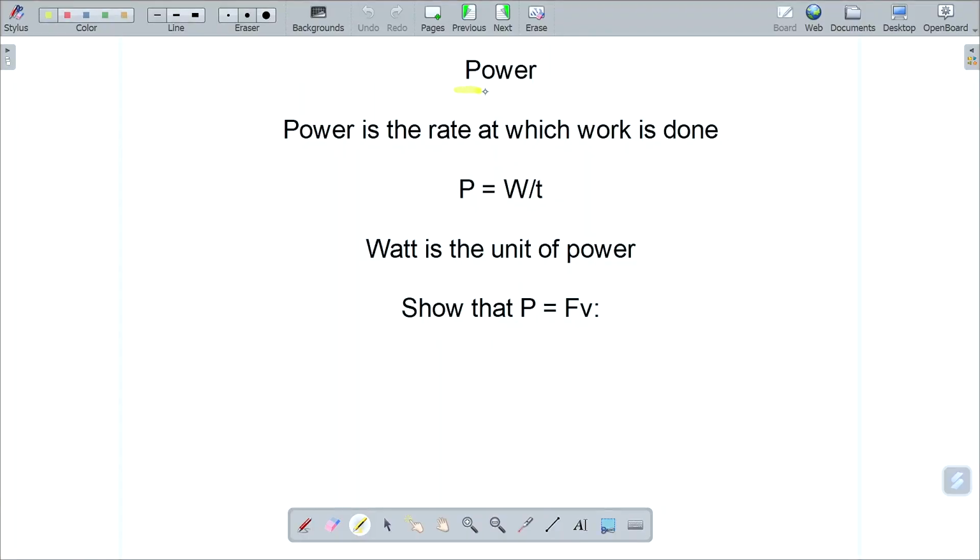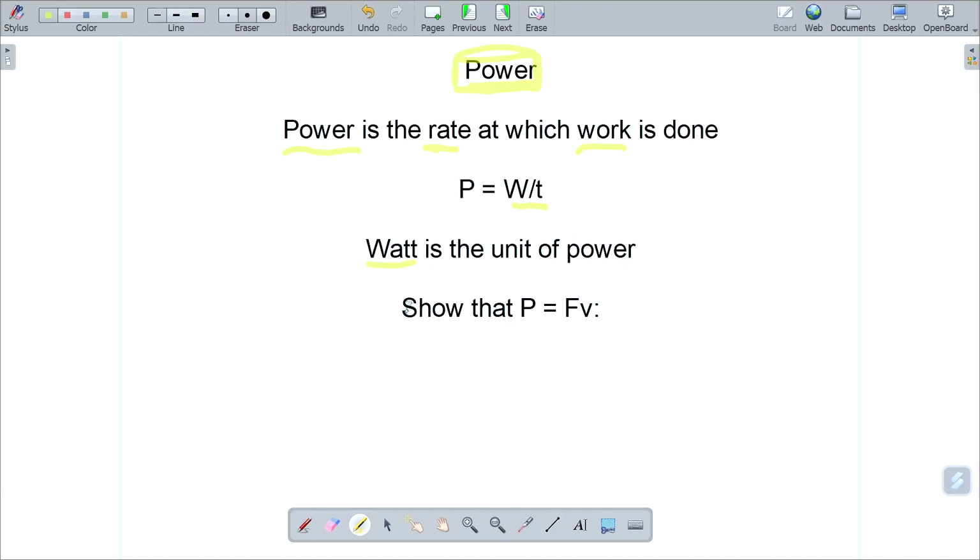The next topic that we will study is the topic of power. In the system of work, energy, and power, power is defined as the rate at which work is done, and power is the work divided by the time. Very importantly, the unit of power is the watt. Watt is the unit of power.